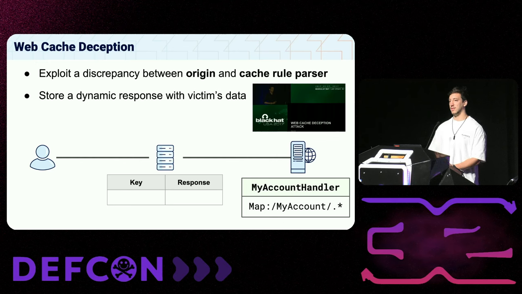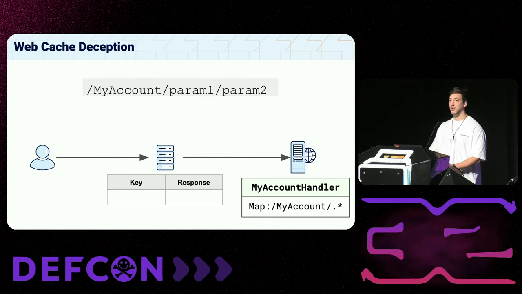And basically, this attack is based on the idea that some backend servers use a special mapping where they put some parameters in the path. This is called path parameters. They just look for the beginning of the path, and try to match it with any regex that is related to the handler.